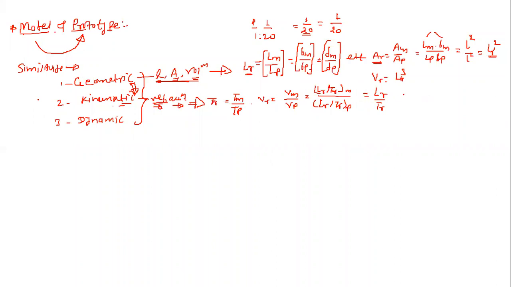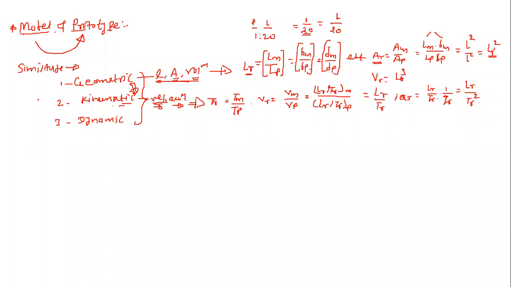Then the acceleration scale ratio, AR. AR is nothing but velocity per unit time. Velocity we know is LR by TR, so acceleration is LR by TR into 1 by TR. Acceleration is velocity per unit time: the velocity scale ratio LR by TR divided by the time scale ratio again. That is the length scale ratio upon the square of the time scale ratio. This is our acceleration scale ratio.